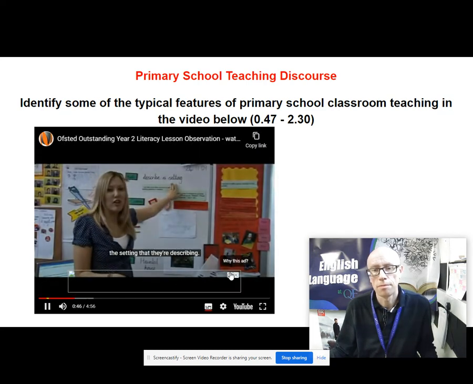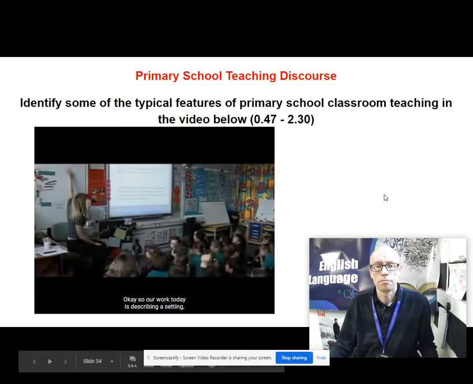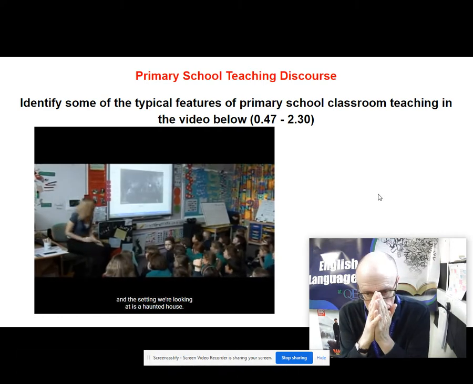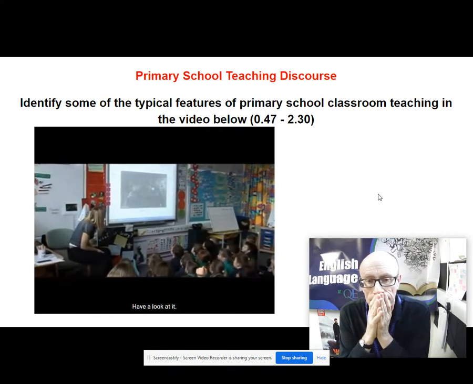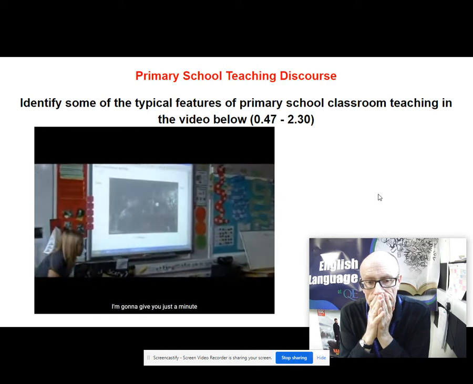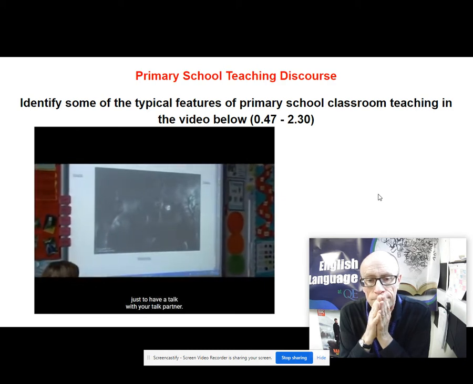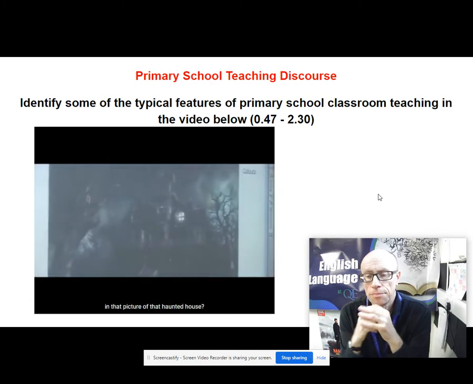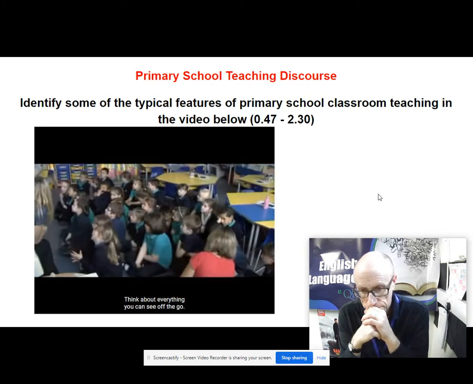The setting that they're describing. Here we go. Okay, so our walk today is describing a setting, and the setting we're looking at is our haunted house. Have a look at it. I'm going to give you just a minute, just to have a talk with your talk partner. What can you actually see in that picture of the haunted house? Think about everything you can see. Off you go.